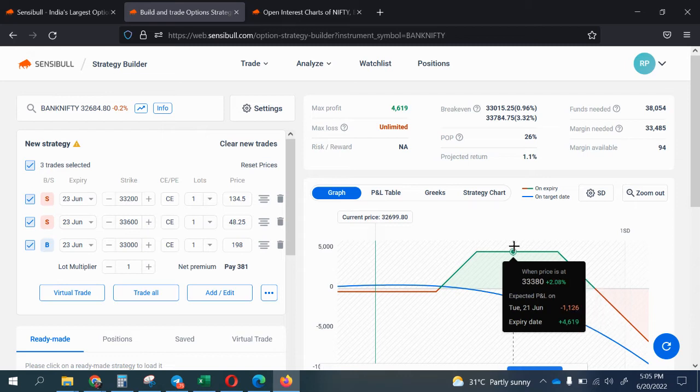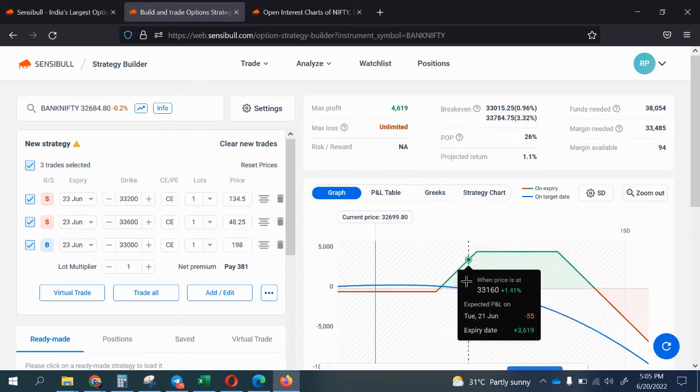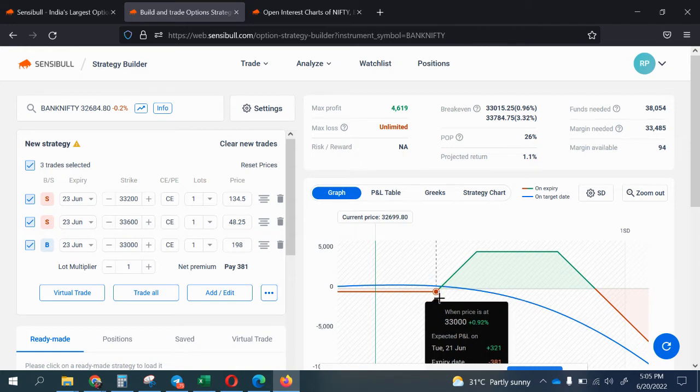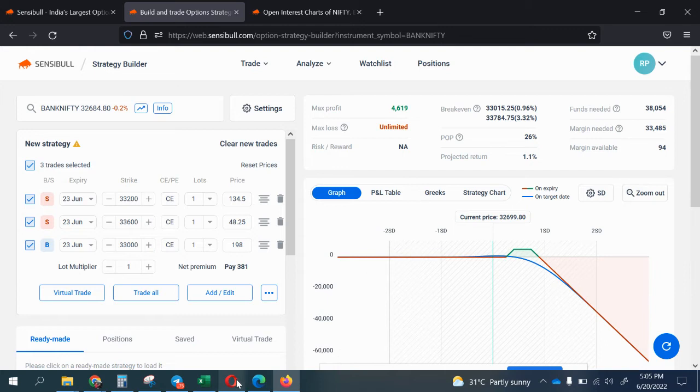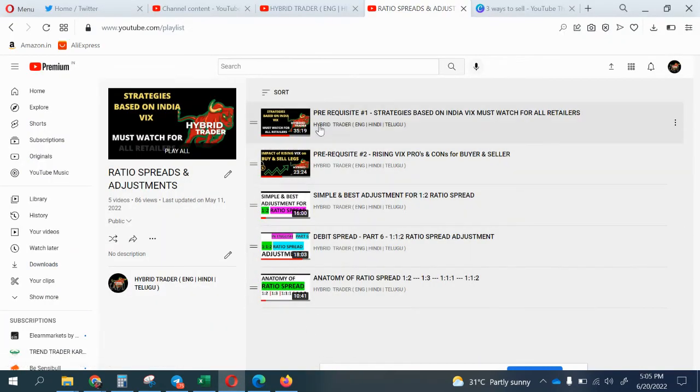Even if the market makes a U-turn, you'll get the full profit. So you need to keep monitoring. Definitely, you cannot just deploy the trade and leave it; you have to do the adjustments accordingly. For the adjustments, you need to watch my videos.